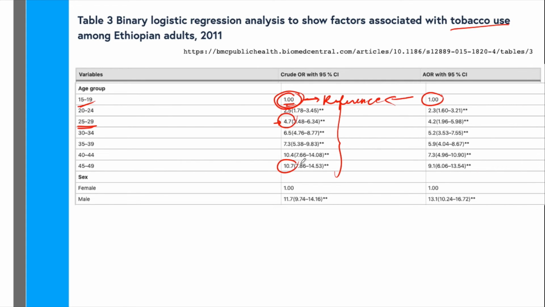Another one, for example, 10.7. This indicates that the odds of tobacco use of 45 to 49-year-old individuals is 10.7 times compared to 15 to 19-year-olds. Then for example, this one, 7.3, this tells us that the odds of tobacco use among 40 to 44-year-old individuals is 7.3 times compared to 15 to 19-year-olds. And then for the gender or sex, 13.1 here indicates that the odds of tobacco use among males is 13.1 times compared to females. Okay, so that's how you interpret odds ratio when there is a dummy variable.